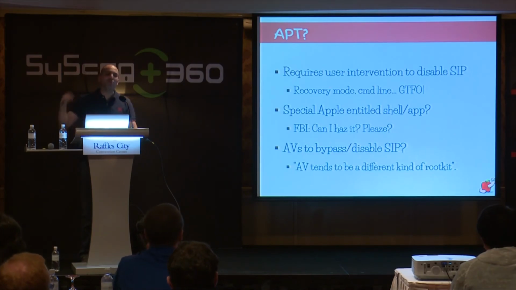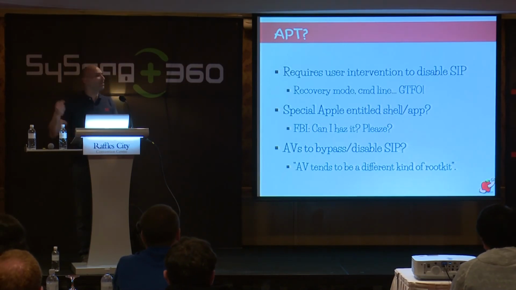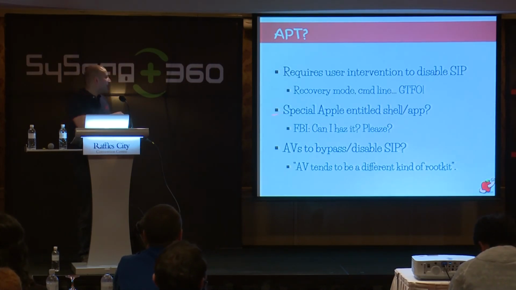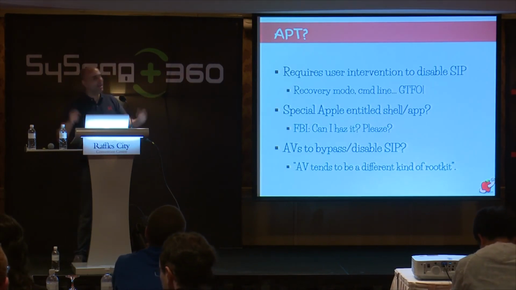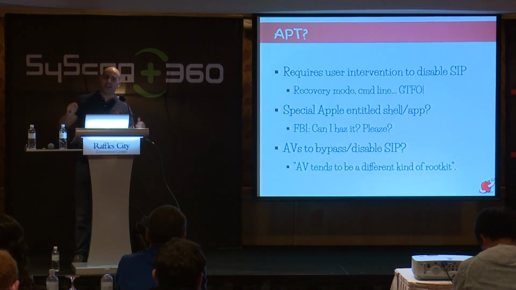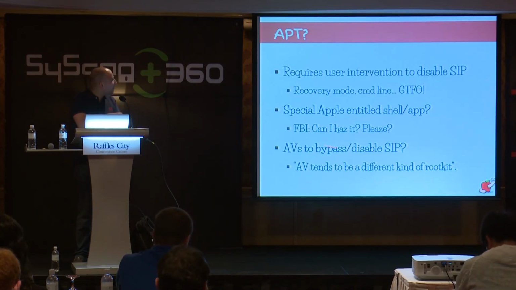So the process is you need to boot in recovery mode, you need to open a shell, you need to disable it. Do you think the normal user that goes to the Apple Genius knows how to do this? No. You need a special Apple entitled app that, for example, if there's a worm infecting everything, they will need to release something that has entitlements. The FBI will probably say, give me that stuff, because then I can do whatever I want. And then you have AVs.